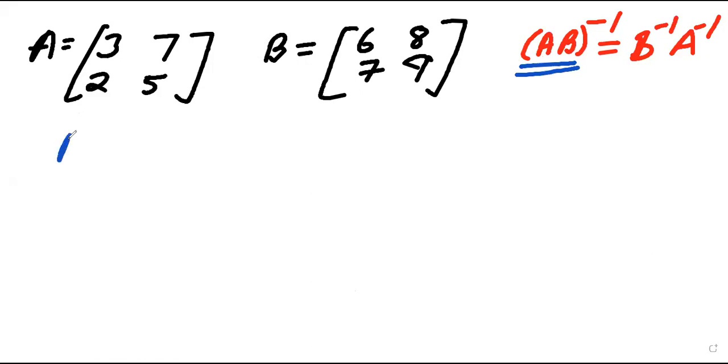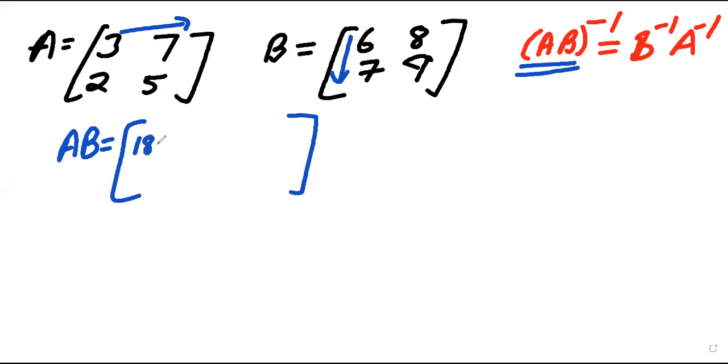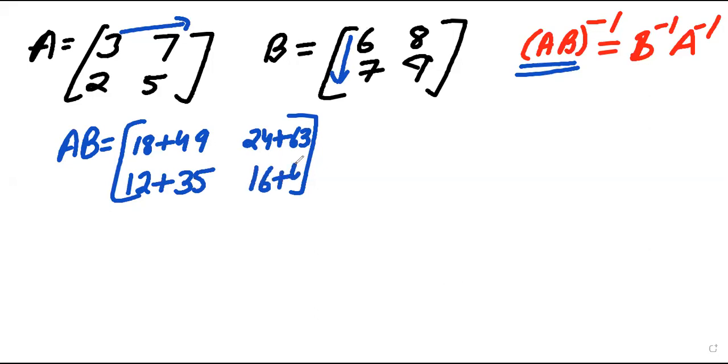AB inverse means you have to take the product of these values, AB. Okay, this into this, 6 3s are 18 plus 7 7s are 49. Now 24, 63, then 6 2s are 12, 35, and here 16, 45. Okay, now solve it.